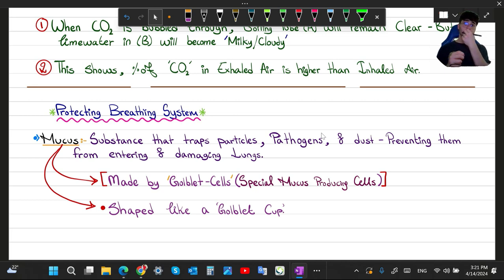to protect the lining of the nose, connected with the hair, to prevent bacteria, pathogens, and dust from entering. This mucus is made by goblet cells, special mucus producing cells usually present over here, and they're shaped like a goblet cup. That's why they're called goblet cells.